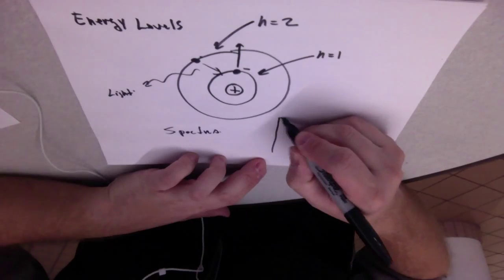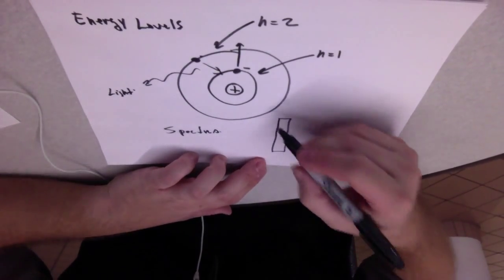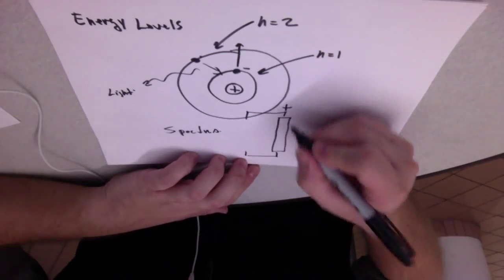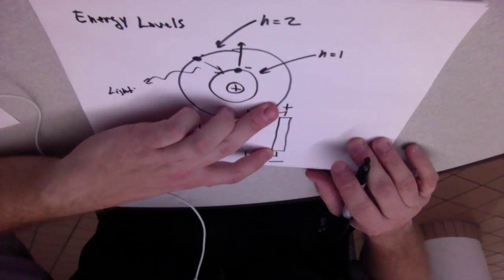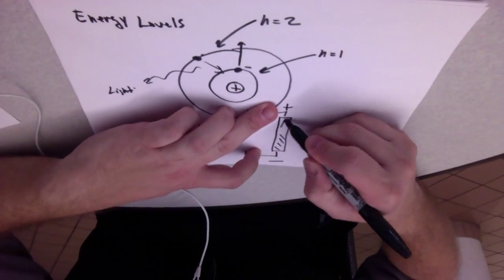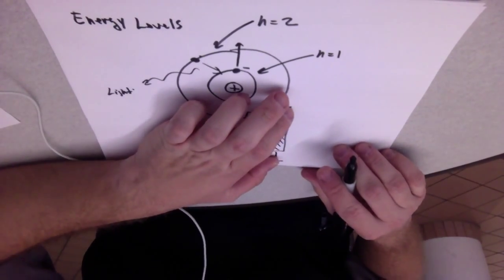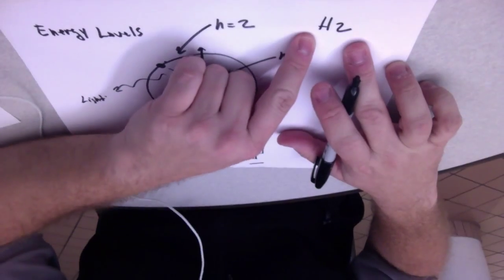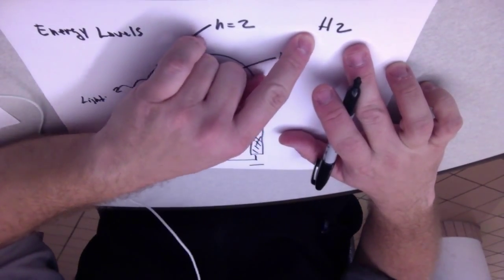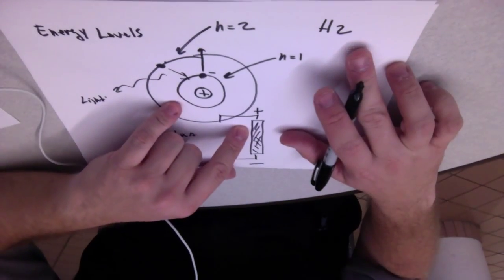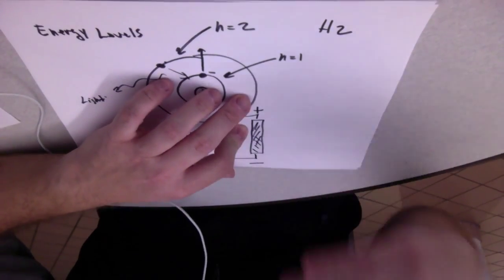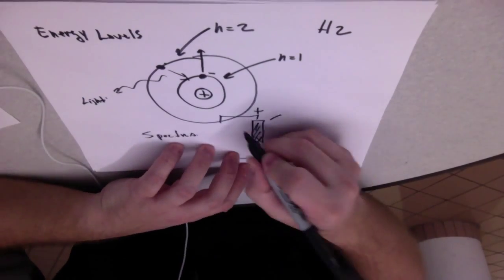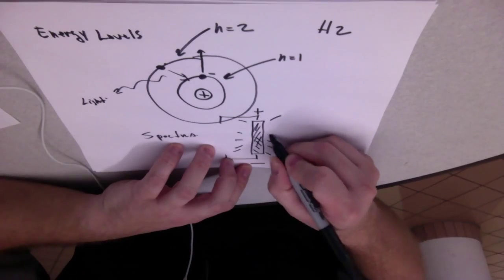And let's just say I take a cathode ray tube, and I put an electrical potential across that, and let's say this is full of hydrogen. I excite that hydrogen, so I have H2 hydrogen molecules in there. I'm going to excite the electrons in those hydrogen atoms. Those electrons are going to move to higher energy levels, and then they're going to release light, and I'm going to see this thing glow here.